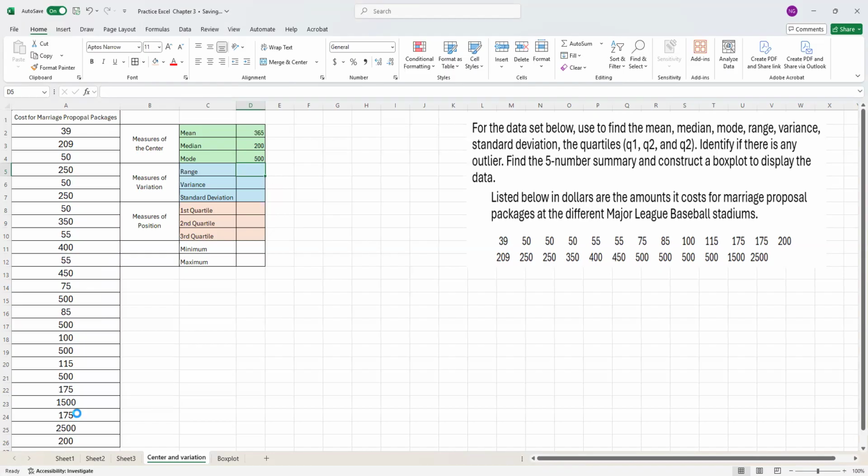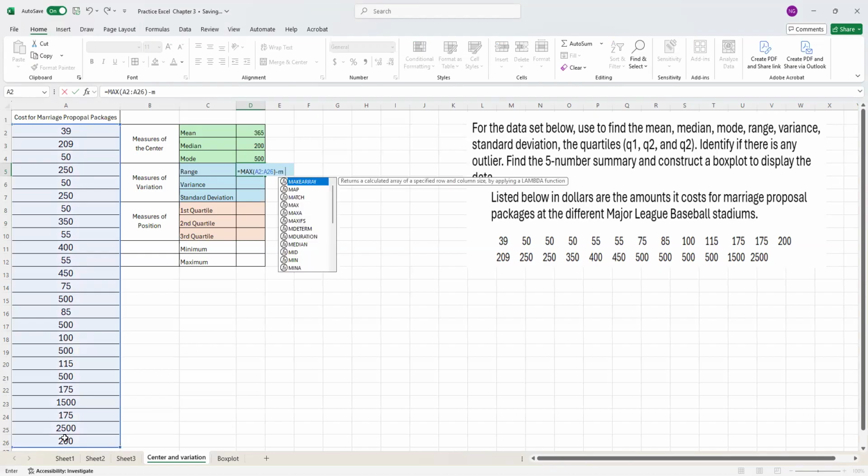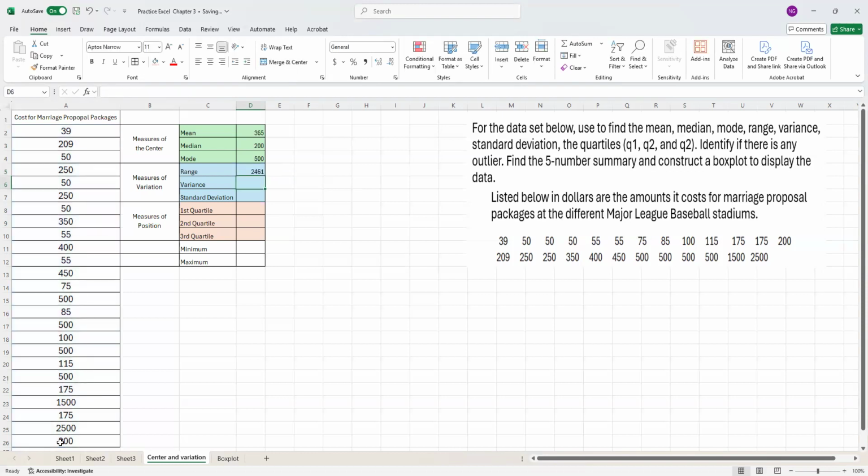If I want to know the range, remember, range is the maximum minus the minimum. So I can take the maximum, select the data, close the parenthesis, minus the min, select my data set range, and enter. You see, maximum minus minimum gives me the range.